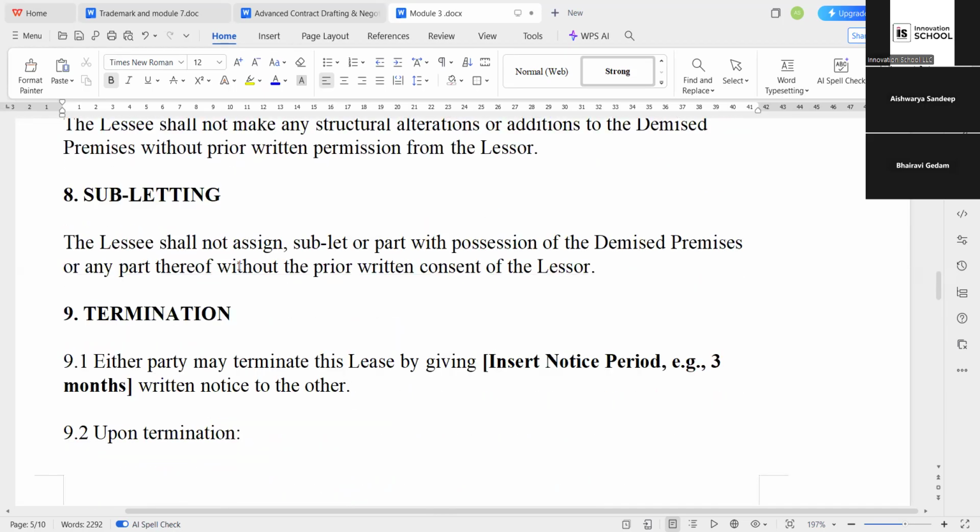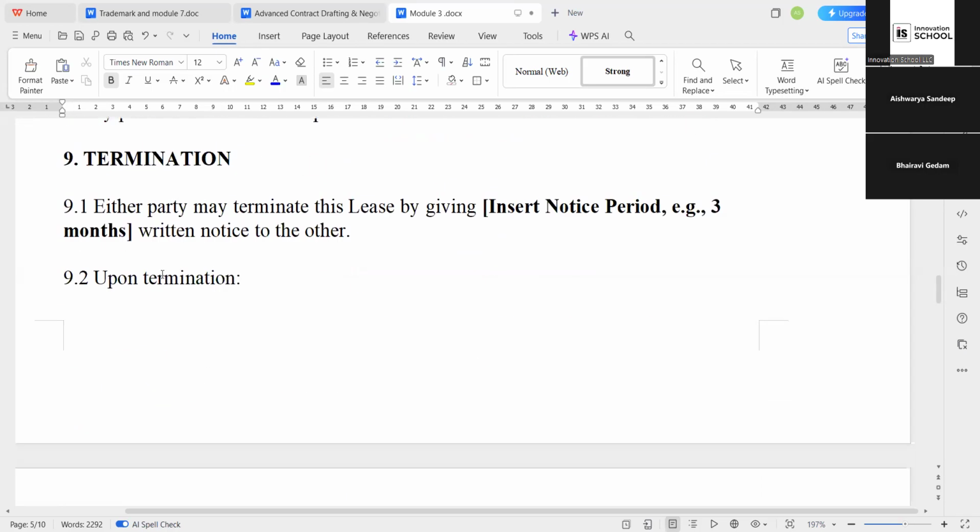Now, the lessee will not assign or sublet or part with the possession of the premises or any part thereof without prior written consent of the lessor. If you want to sublet or part with the possession, then again it will invite charges and a case of breach of contract can be registered against you.